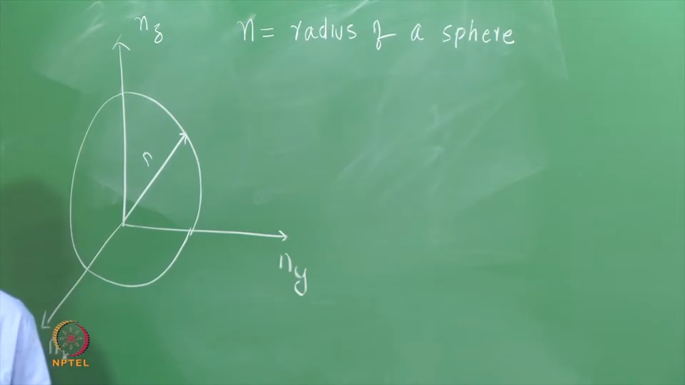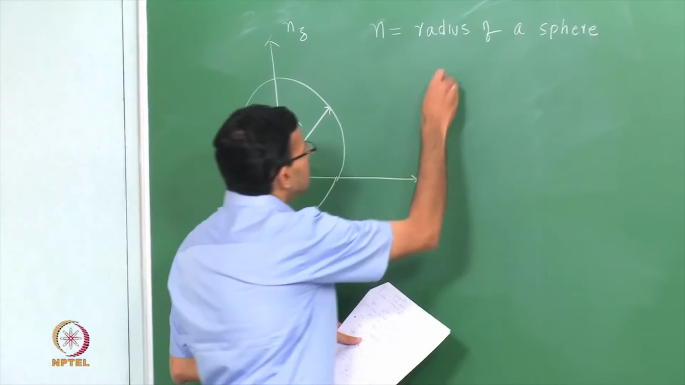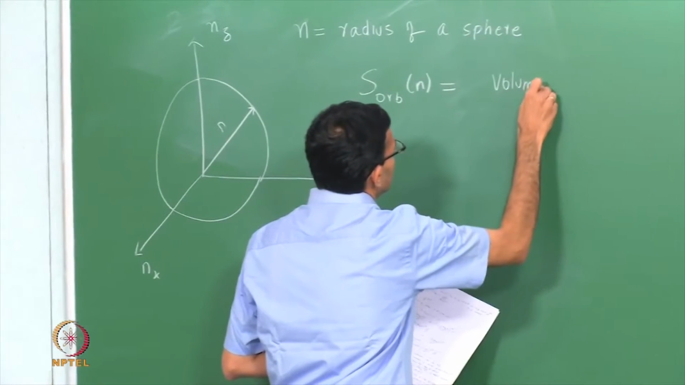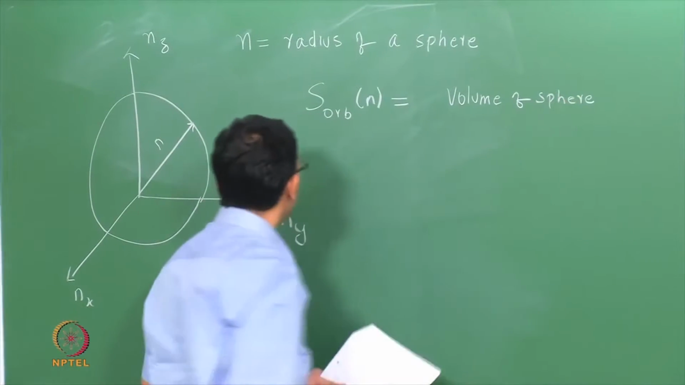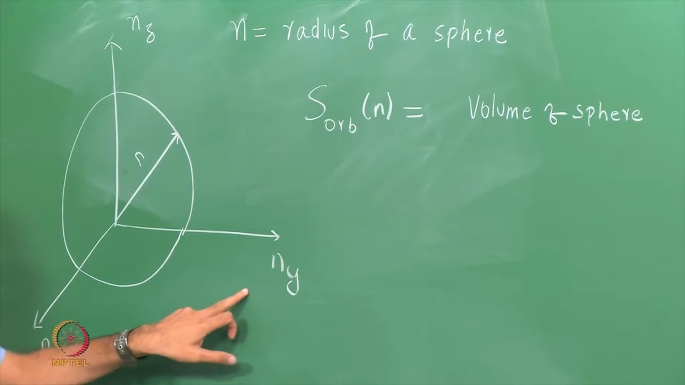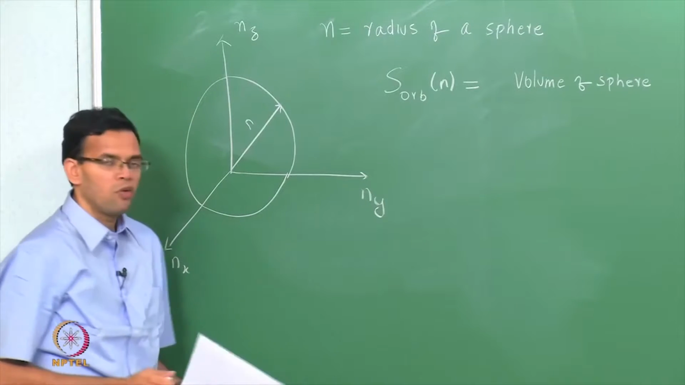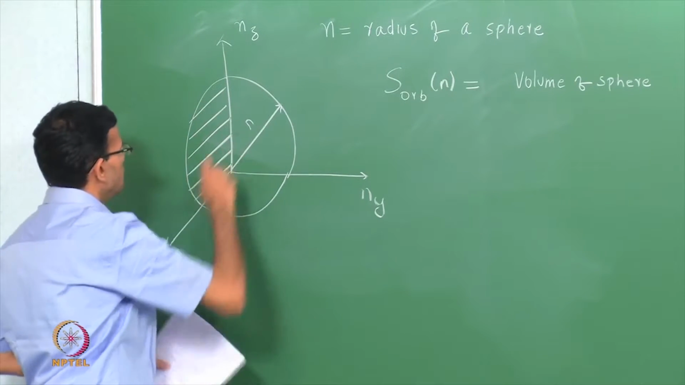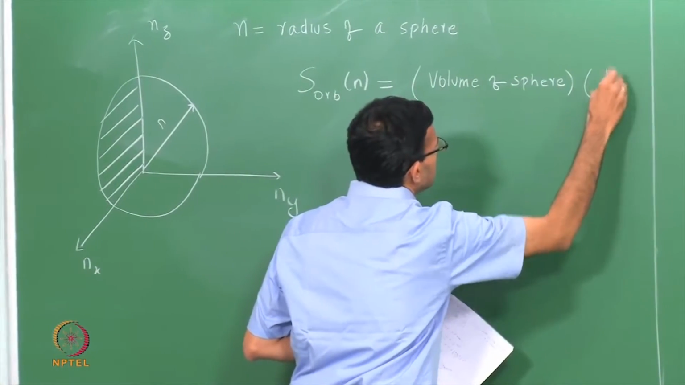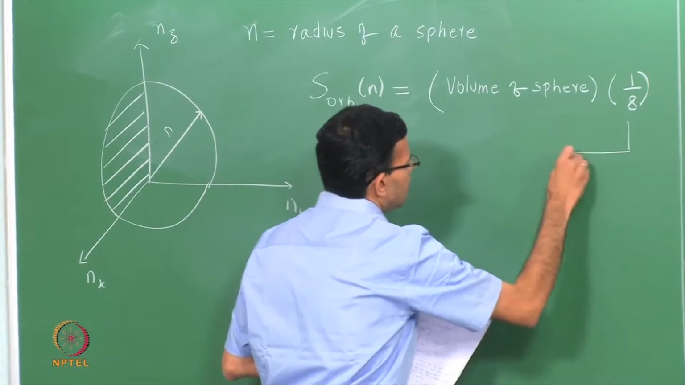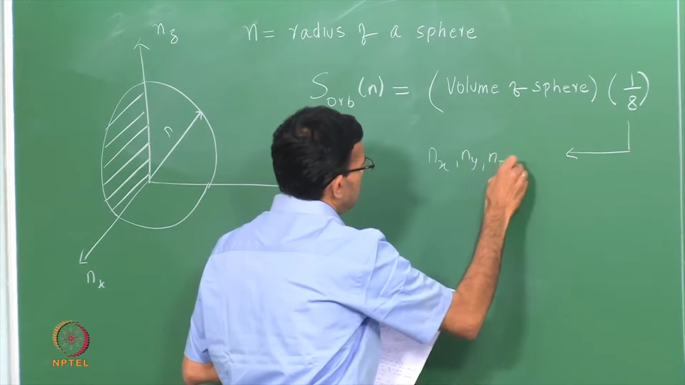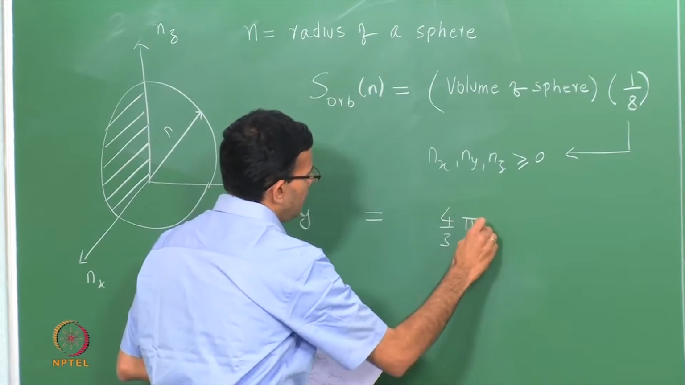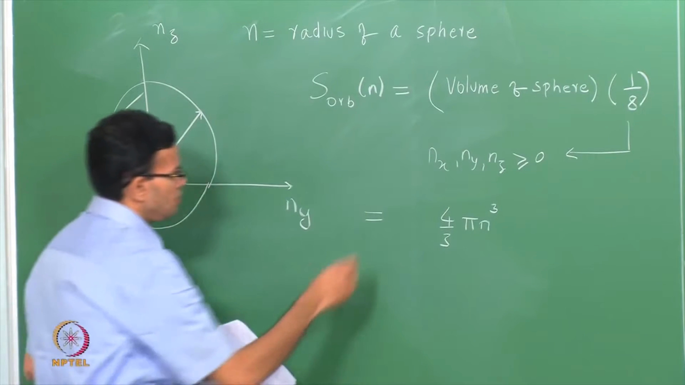If we want to find the total number of states whose energy is less than n, then the total number of states is nothing but the volume of the sphere. But since a sphere can have both positive and negative values of these quantum numbers, and since we said earlier that these quantum numbers are only positive, we only take the part of the sphere lying in the first quadrant. So, it is the volume of the sphere times 1/8. The 1/8 arises because nx, ny and nz are all greater than 0. Volume of the sphere is nothing but 4/3 pi n cube, since n is the radius of the sphere, and then you have the factor 1/8.